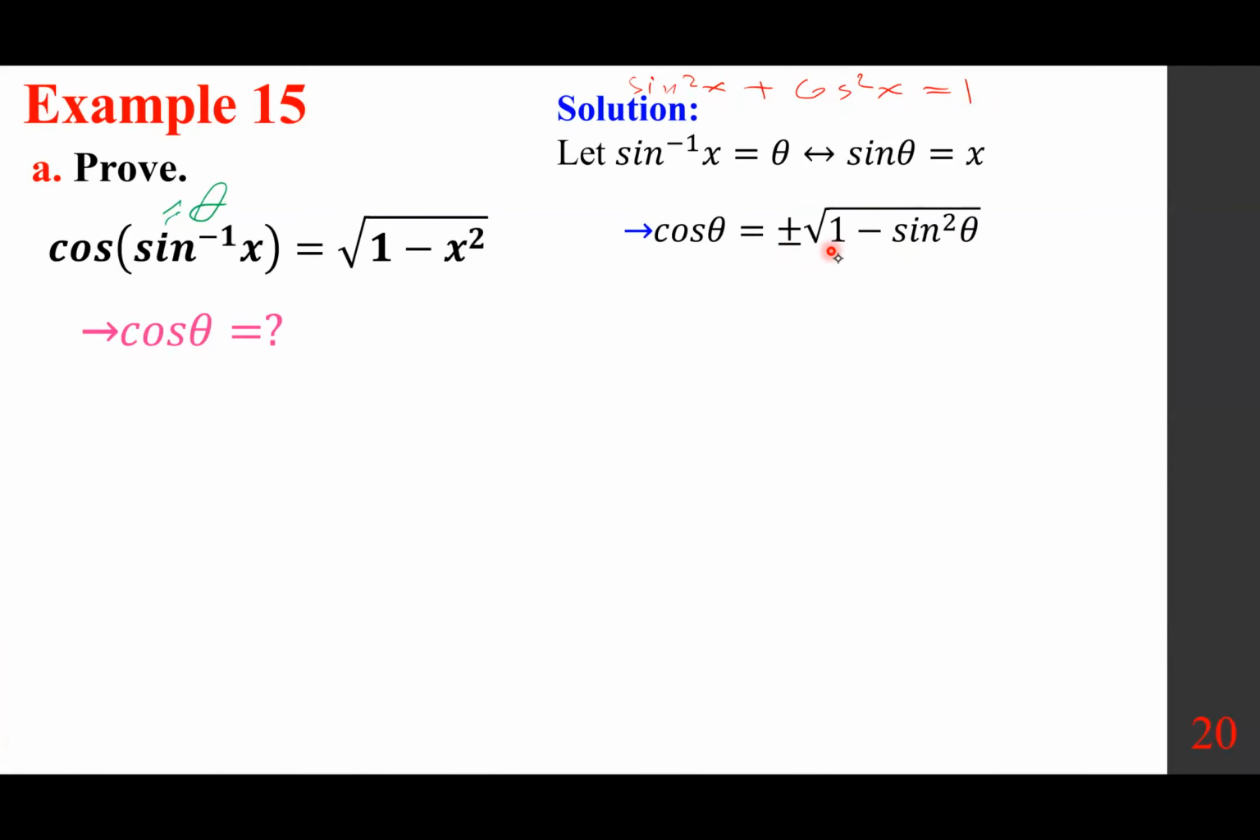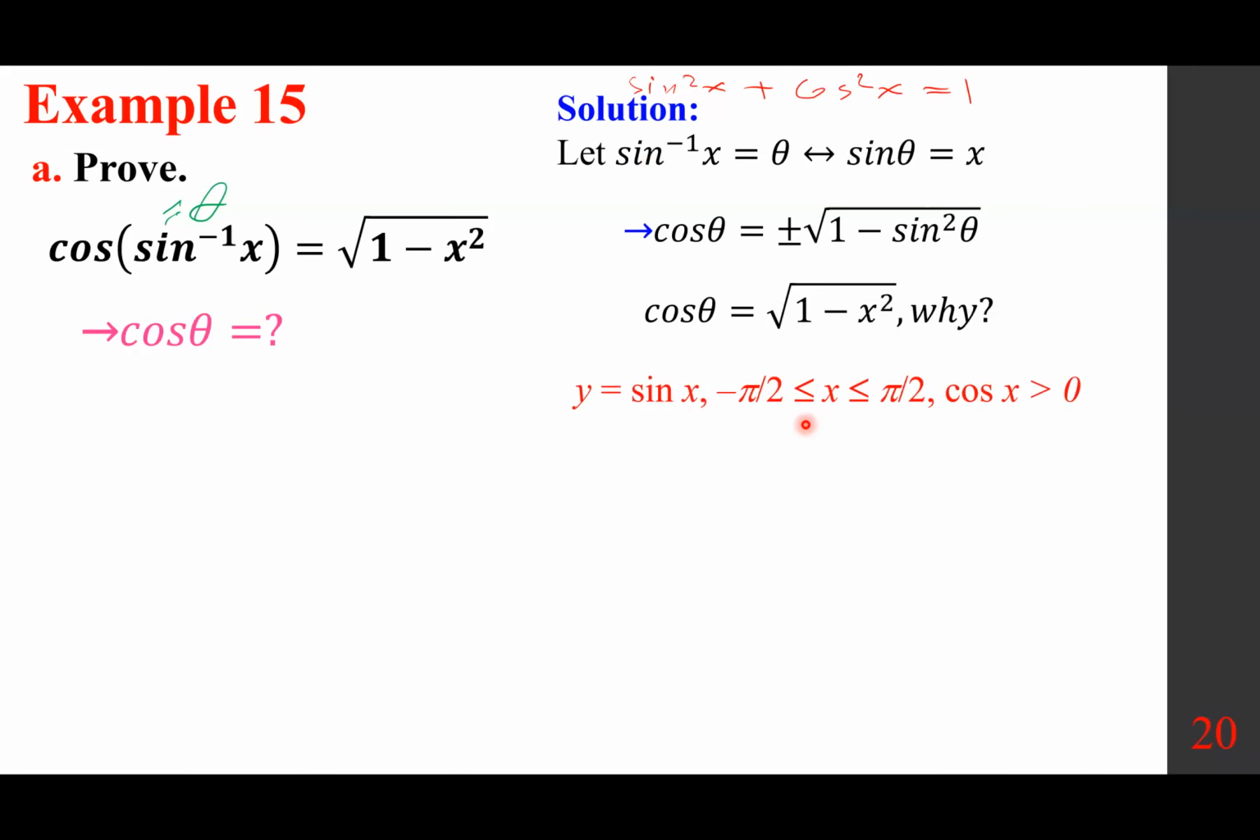Both or just one of them? Just the positive one. Why is that? As you know, when you deal with sine inverse, the restriction on the domain, because none of the trigonometric functions are one-to-one. You restrict the domain from negative pi over 2 to pi over 2 to make it one-to-one. And in the fourth quadrant, as well as the first quadrant, cosine is always positive. That's why, of two answers, only the positive one works.